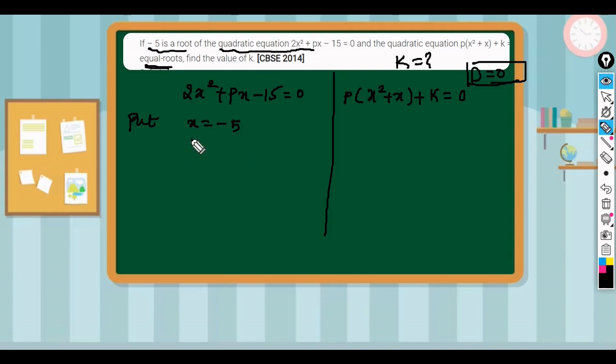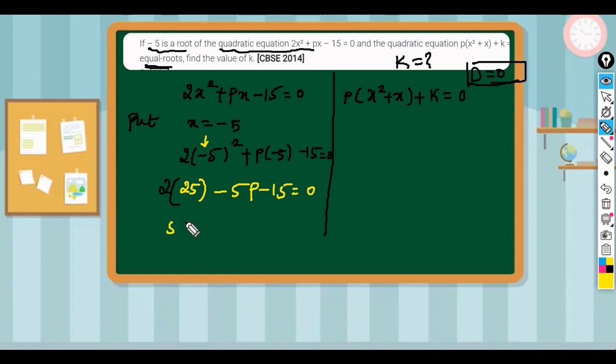Same way, put x equal to minus 5 here because they are saying minus 5 is the root of this quadratic equation, then it should satisfy this equation. 2 into minus 5 square plus p into minus 5 minus 15 equal to 0. What will happen here? 2 into, I told you, first square the minus. If you square minus, it will become positive. 5 square is what? 25. Don't forget. Minus 5p minus 15 equal to 0. What will happen here? 50 minus 5p minus 15 equal to 0. 50 minus 15 is 35.